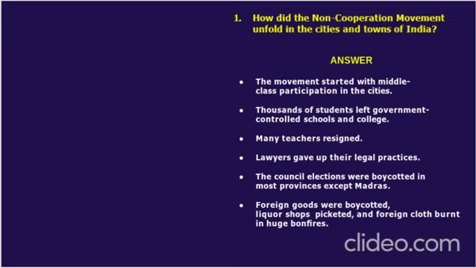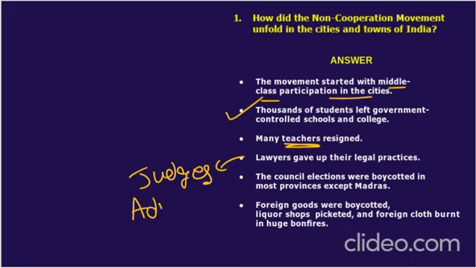The movement started with the middle class participation in the cities. From the urban areas, the middle class people started to put their interest and participation in the movement. After that, many students left their colleges and schools. They stopped studying. Even the teachers resigned their jobs and stopped teaching in the schools. Lawyers gave up their legal practices. Even judges and advocates all left their jobs and stopped handling cases.